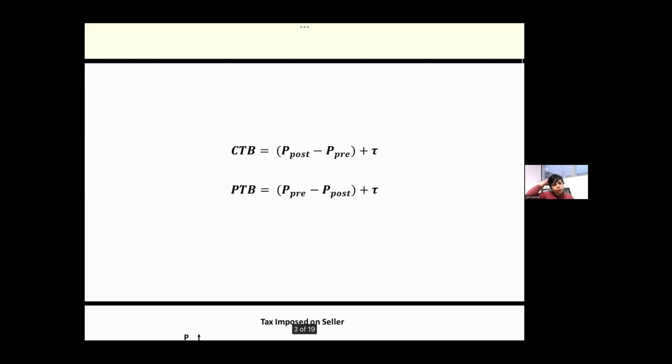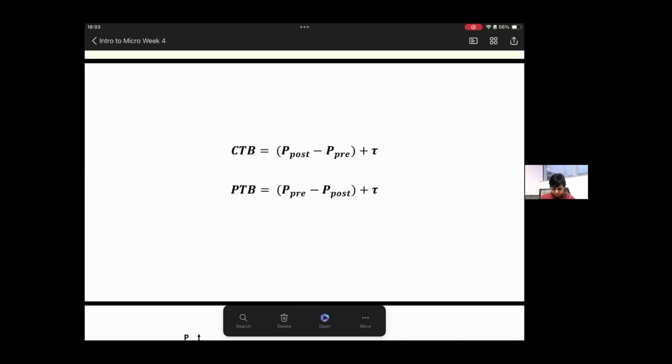So this is one first formula which I wanted to share. It's not exactly a formula, it's more like common sense kind of a thing, but it is just something which makes the calculation a little bit easier sometimes, right? So CTB is consumer tax burden, PTB is producer tax burden.